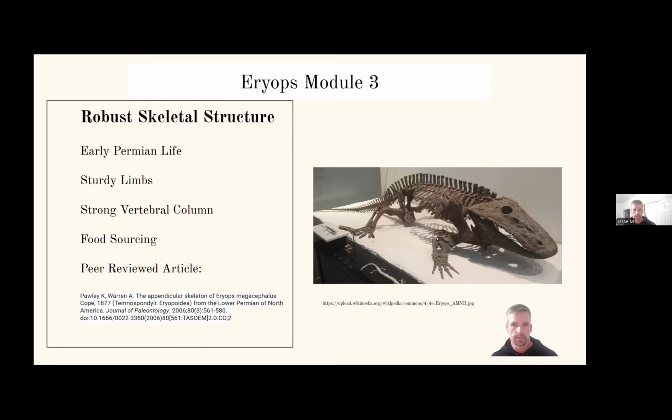It's massive. It would not have been fast, likely. It would have been very strong, very slow, more than likely. Probably an apex predator. There wouldn't have been many things that would have been able to take this thing down. It would have likely been towards the top of the food chain.